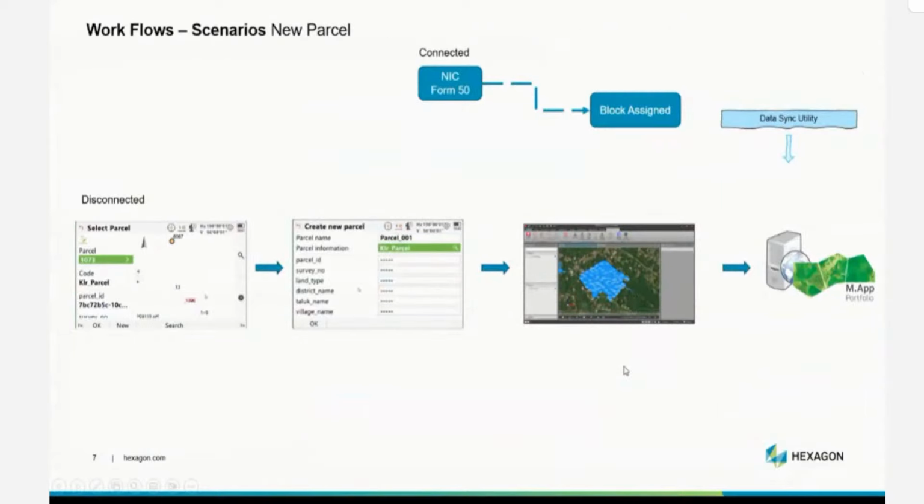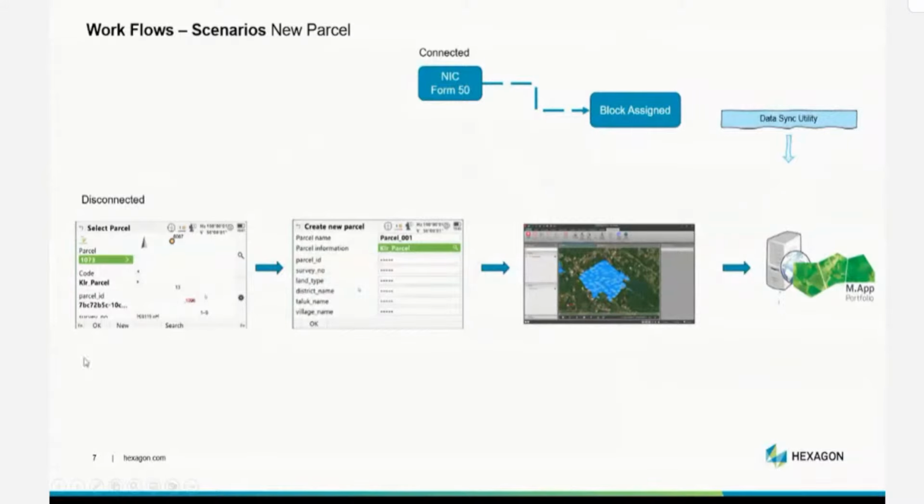Okay. Now, the last scenario what we had was that a new parcel can have two scenarios, again further sub scenarios where you have internet connectivity. So you go to Ente Bhumi, fill the form 50. There will be block assigned to you through the process. Once the block is assigned, then it comes into the central repository, and then you follow the previous process, right? That particular parcel is already there, but no geometry is there, right? That is what it is.